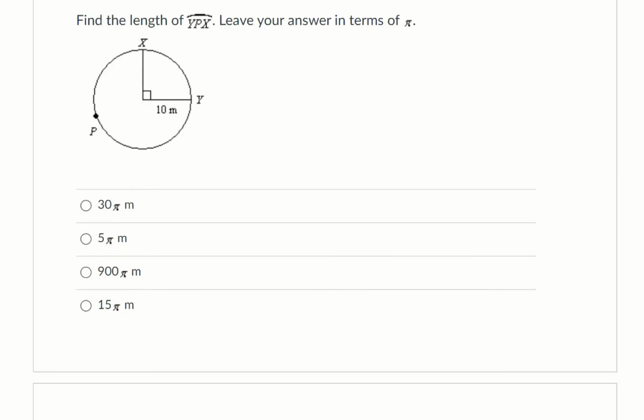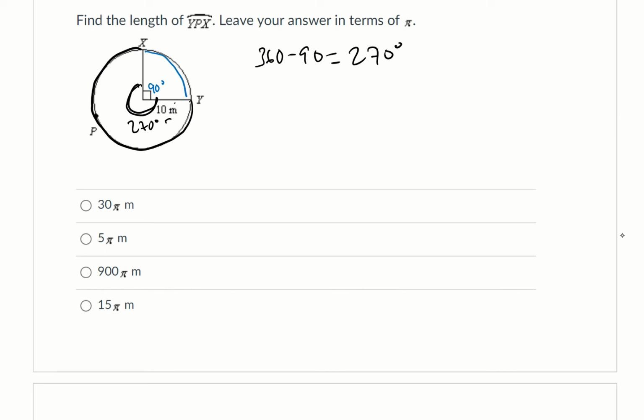All right, so for the next one, find the length of YPX. So we want the actual length, not the measure, the length, YPX. In order to find that, we need to know the central angle. The central angle for this is 90 degrees, right? Which means that the central angle for this black arc is 360 minus 90, which is 270. So 270 is what we need. We know that the radius is 10.